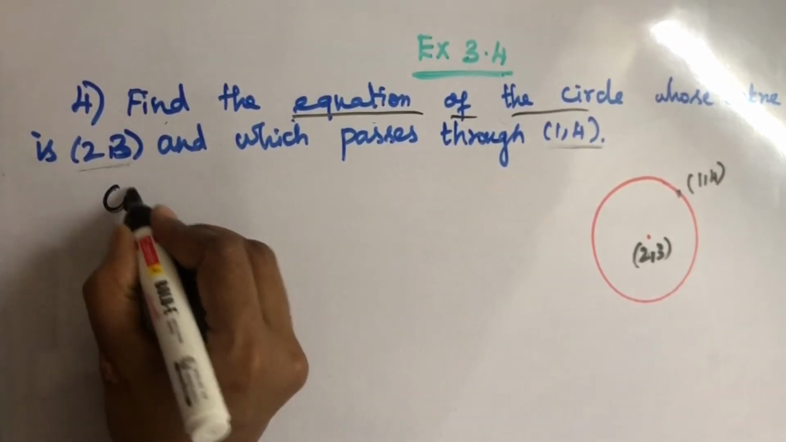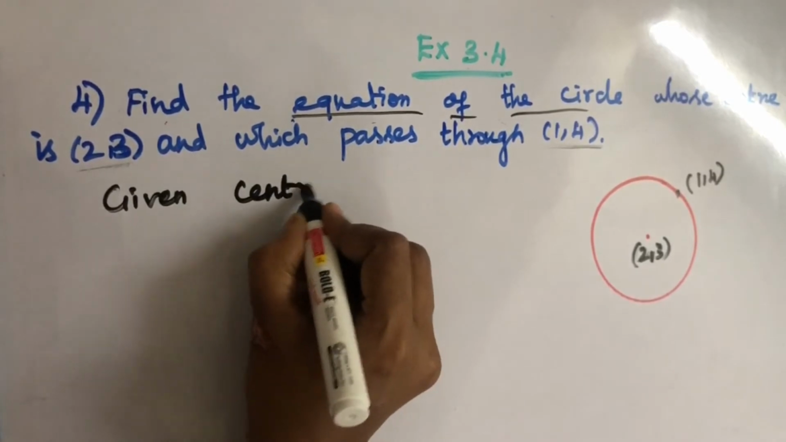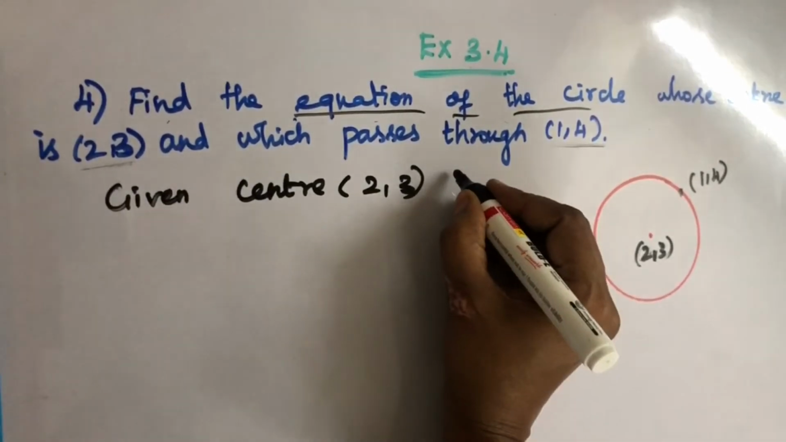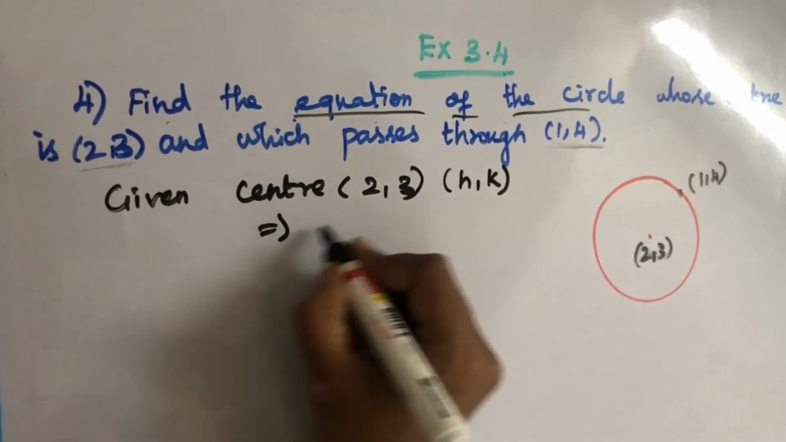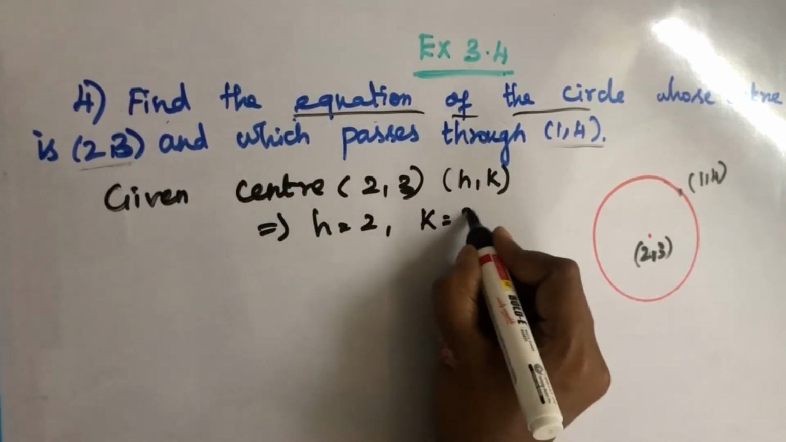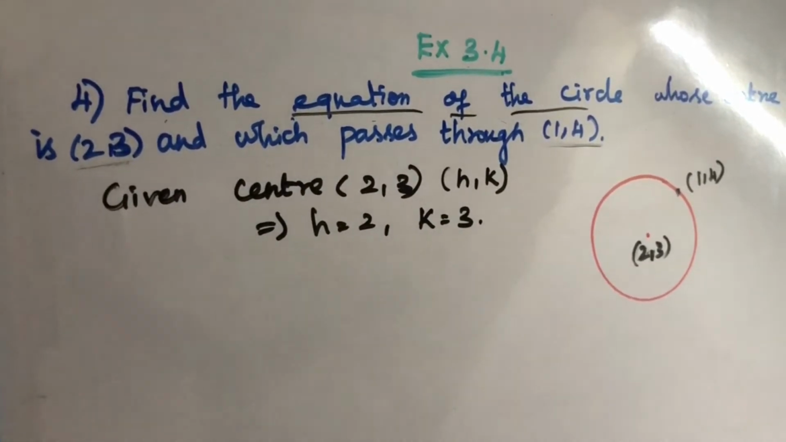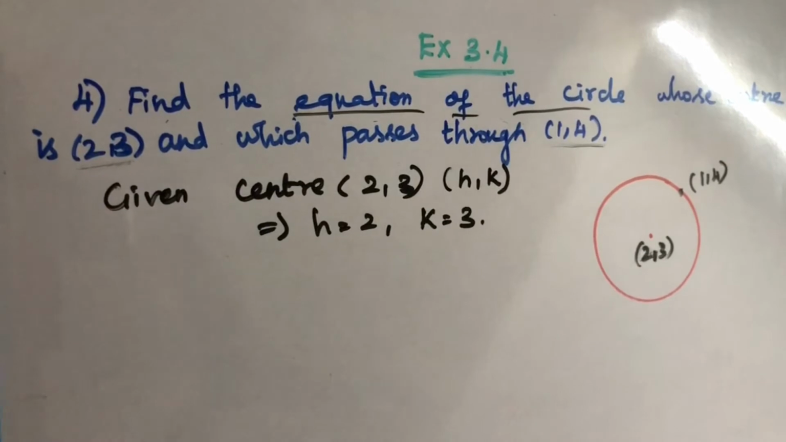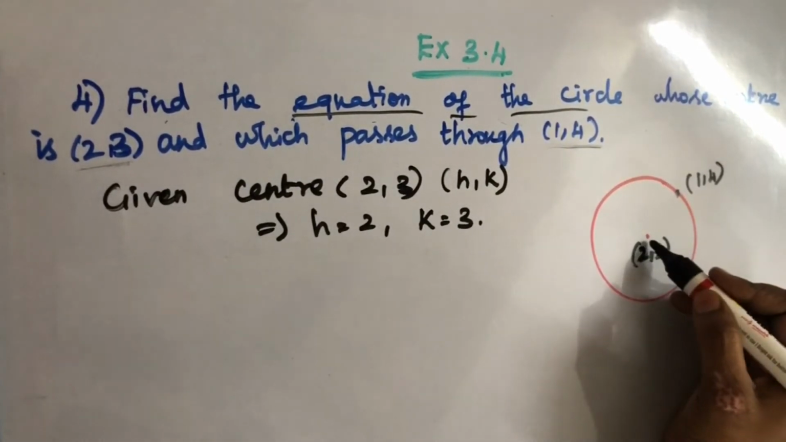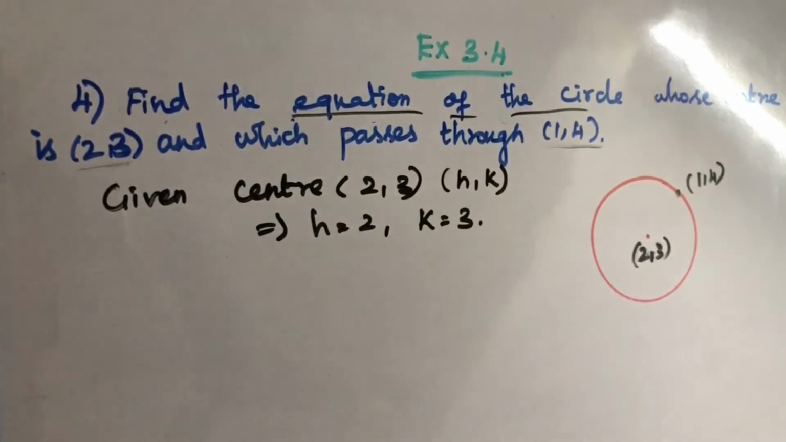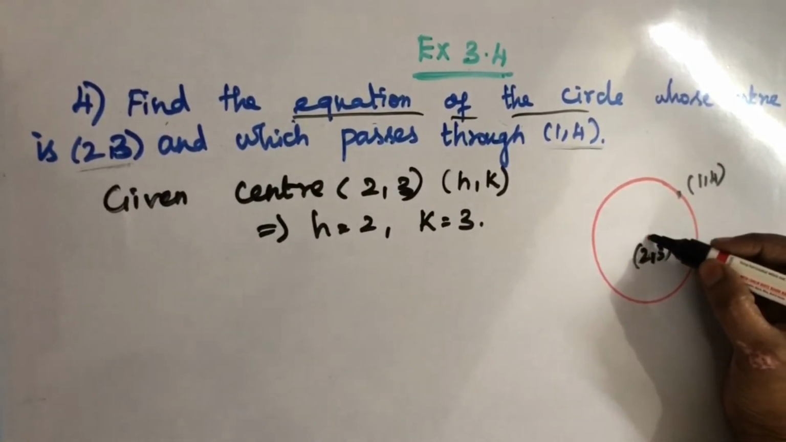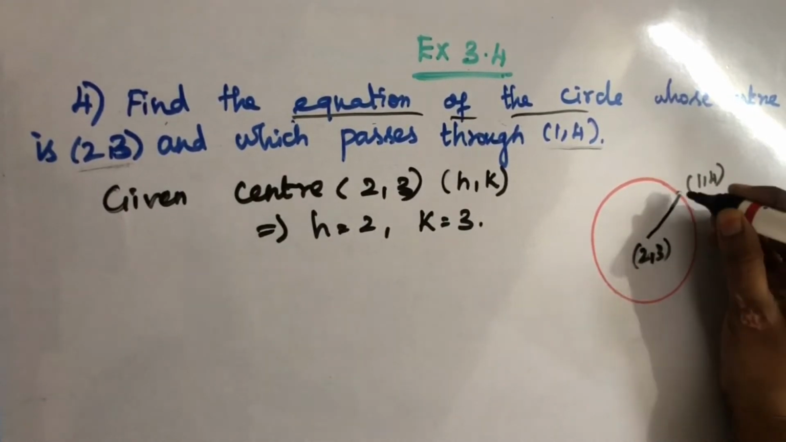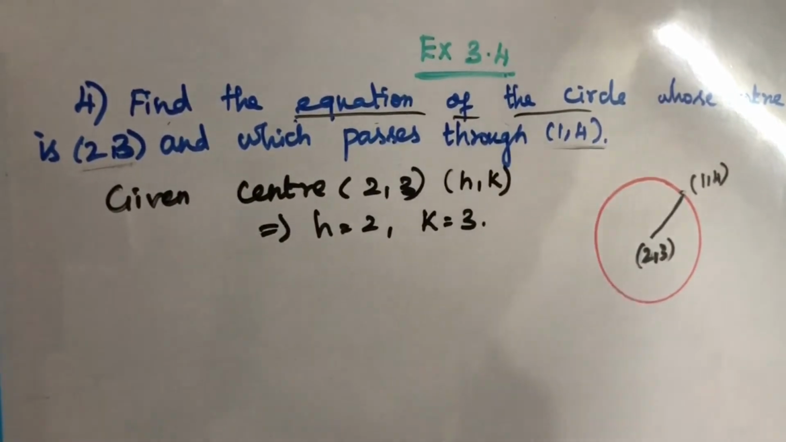So, given center is 2, 3. How do we denote center? We used to denote center as h, k. So, h is equal to 2 and k is equal to 3. Okay. Now, we need radius to find the equation of the circle. How can we find radius? Center is given, a point on the circumference is also given. What is the radius? Distance between these 2 points is called the radius. Distance between center and a point on the circumference is known as the radius.